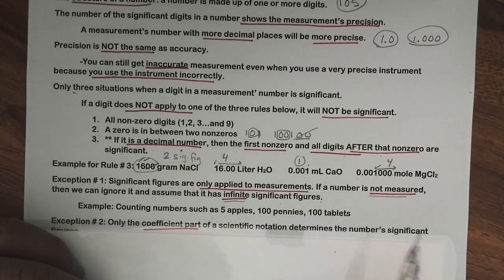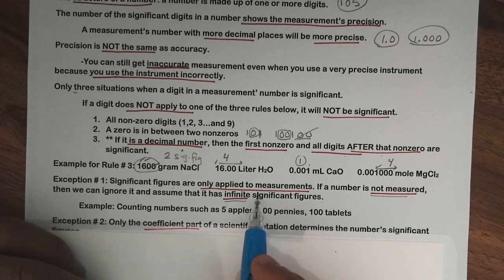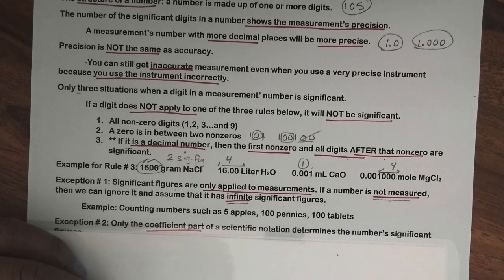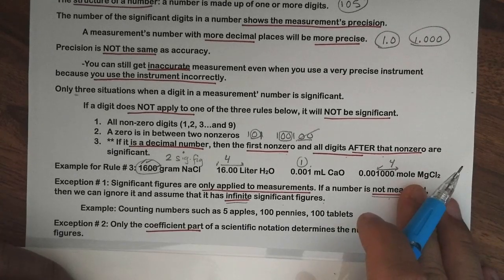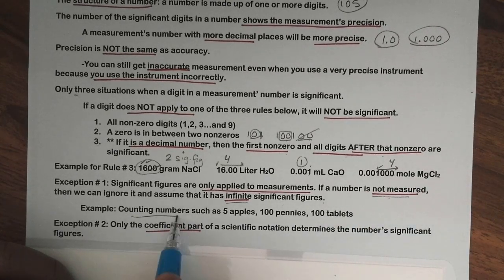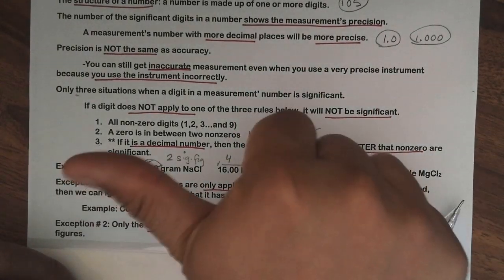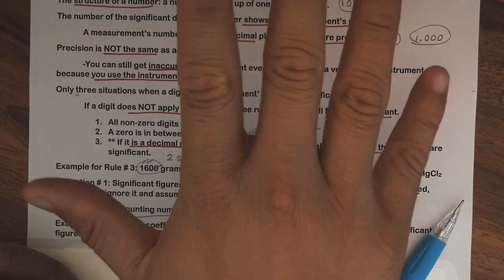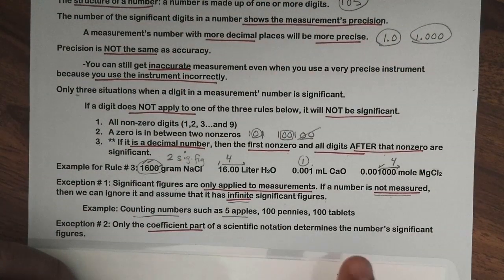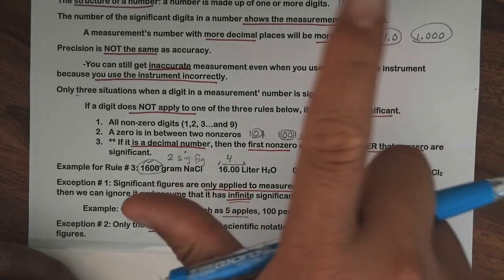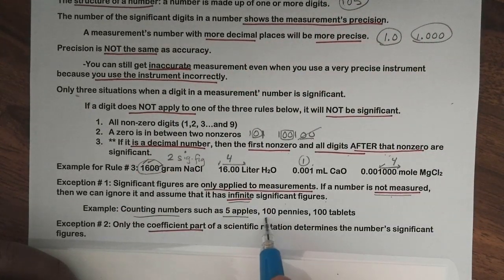That means all the digits in that number will always be significant. So again, the significant digits or figures only apply to numbers that are being measured, because every instrument has different precision. For example, in this case, like a counting number, I have 5 apples. I count 5 apples. 1, 2, 3, 4, 5. I can prove that it's infinitely significant because I can prove it every single time I count it. The same thing with 100 pennies or 100 tablets.